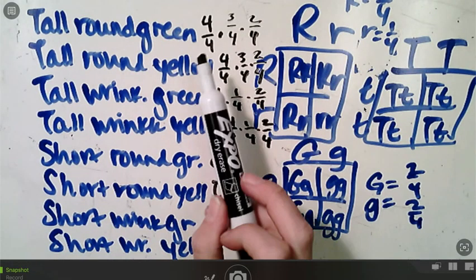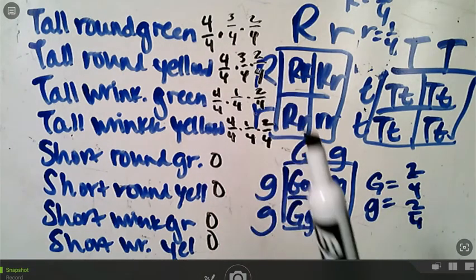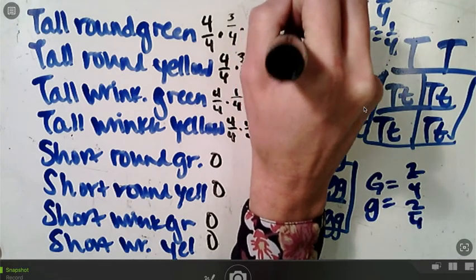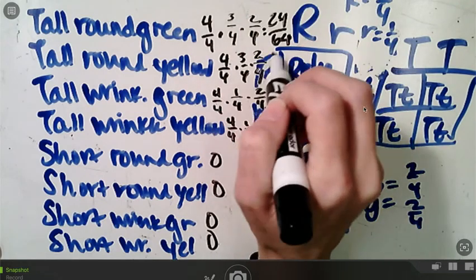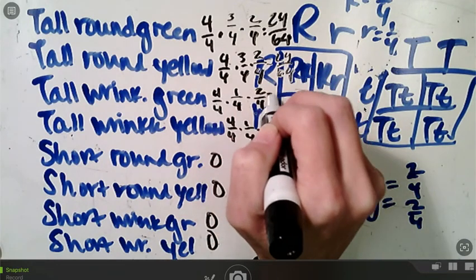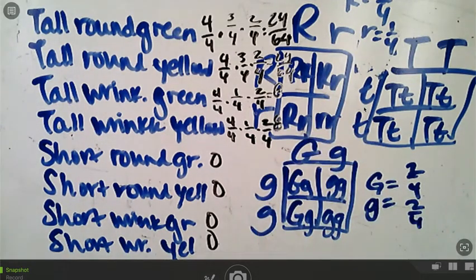So then you just multiply across the top. So 4 times 3 is 12, times 2 is 24. So the first one is 24 out of 64. And then 4 times 24 out of 64. And 4 times 2 is 8. 8. So then let's make sure that's right. 24 plus 24 plus 16, 64. Yep. So my ratio that I got is a 24, 24, 8, 8, and then a bunch of zeros. See if you get the same.